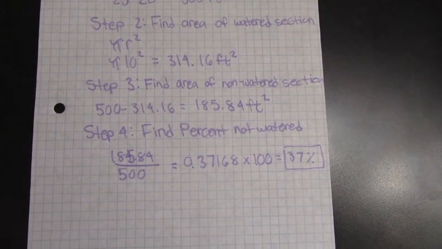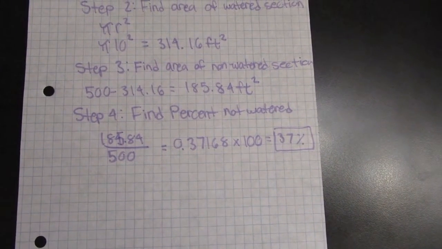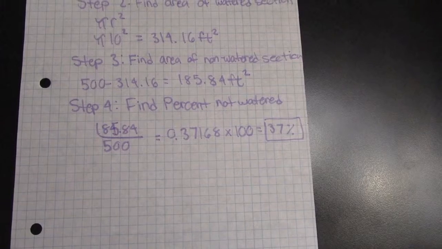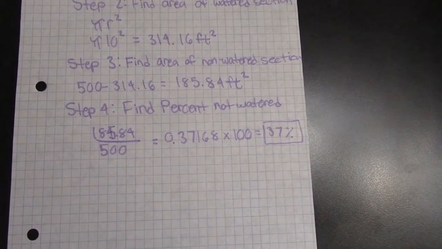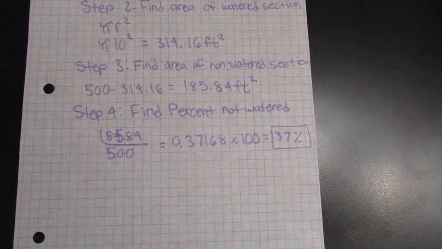Find the area of the non-watered section, which is easy because we're just going to take the area we found in the first part, 500, the whole area, minus the area of the watered part, and that's how we get 185.84 feet squared to find the area of the non-watered section.